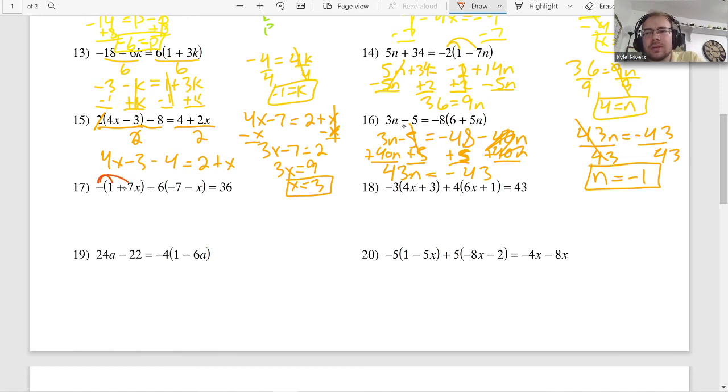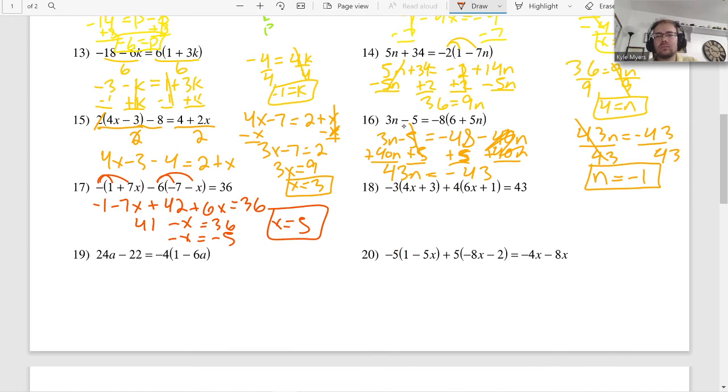So distribute. That's negative 1 minus 7x. Distribute this. That's going to be plus 42 plus 6x. And then just combine like terms. So that's going to be negative x when I combine the negative 7x and the 6x, and then this is going to be 41. It's 36. Subtract the 41. All right, so that's going to be negative 5. So x is 5. All right. So we ended up subtracting 41 on both sides.